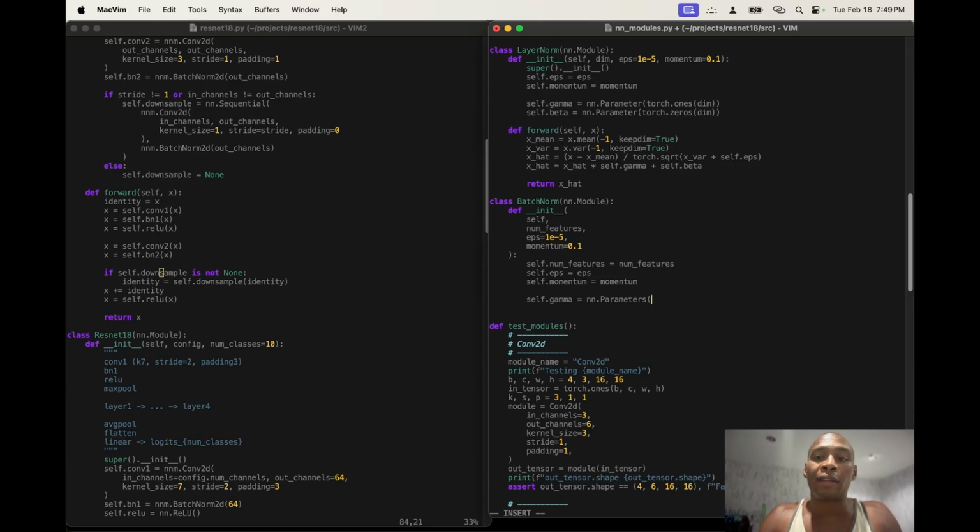And the gamma is going to be your scale. This is going to be initialized to torch dot ones so that the initial parameters don't actually change the value. So the initial scale doesn't actually scale. We want the model to learn the scale at first. So we want the initial parameters to sort of be an identity function.